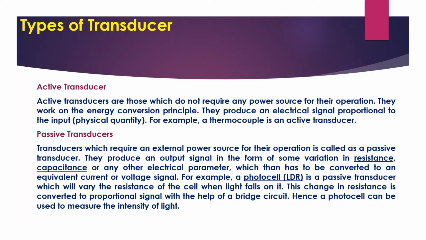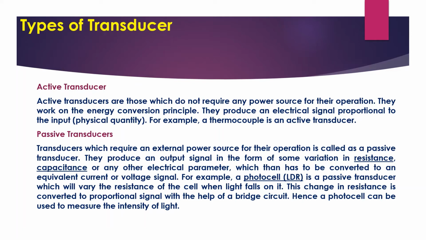A very good example of a passive transducer is the photocell, or we call it an LDR. LDR is nothing but light dependent resistance. Here we are trying to convert light into an electrical quantity, right? So LDR, light dependent resistance. In dark the resistance is very high, and when light falls on that particular resistance, the LDR, the resistance decreases. That means what is changing?